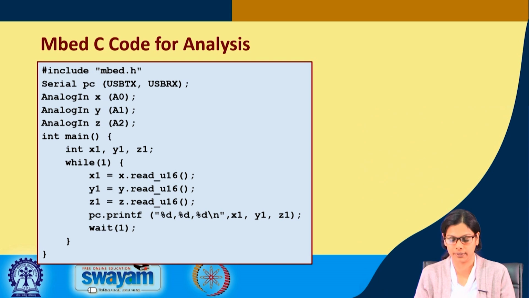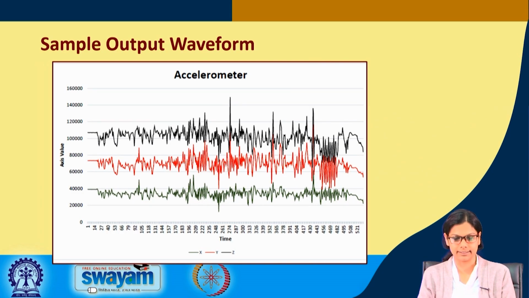You can plot that as well. So, there are a variety of ways you can do it. Finally, the plot looks somewhat like this. This is the sample output waveform from the accelerometer. This is the x axis, y axis and z axis value. This is how it is changing.